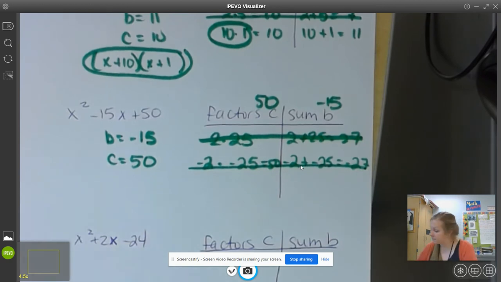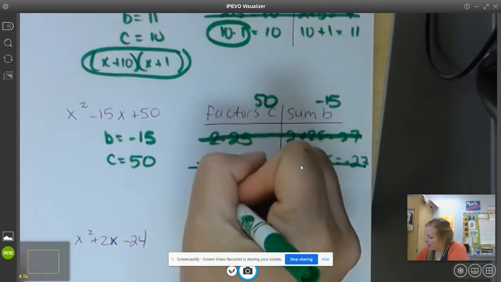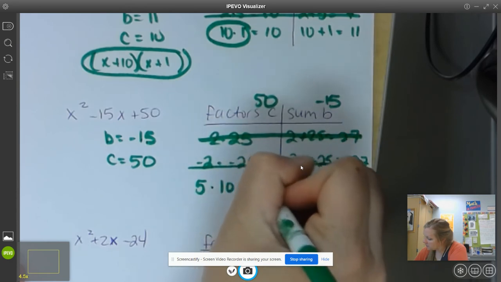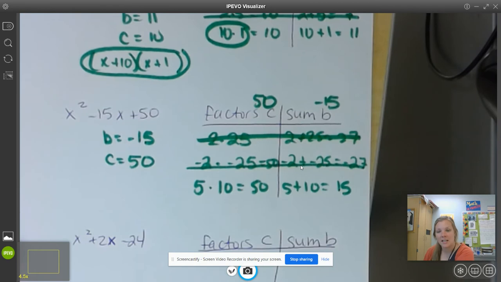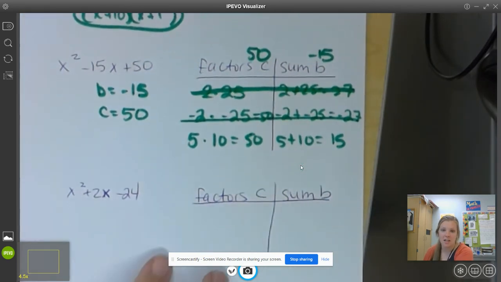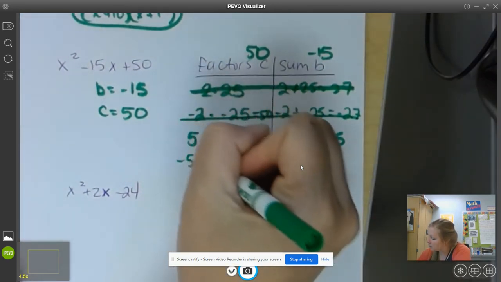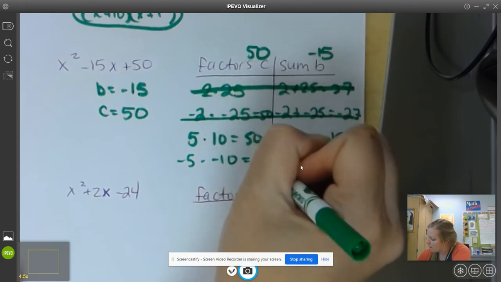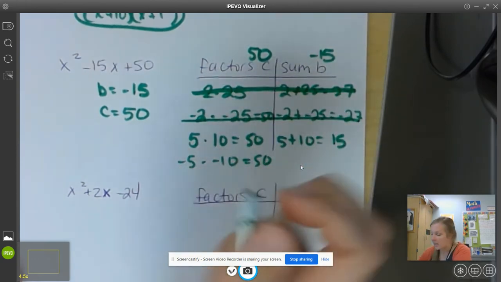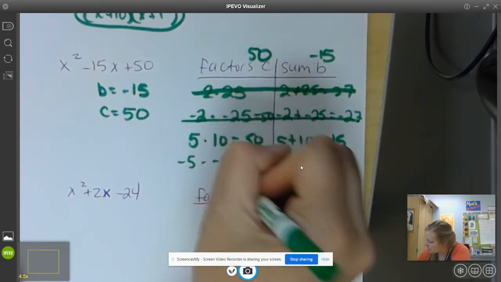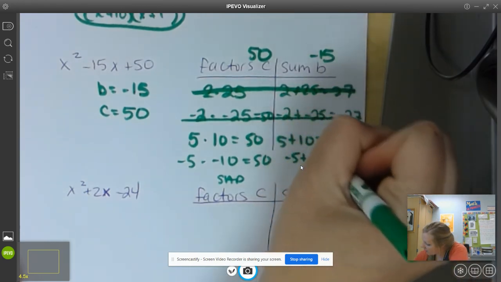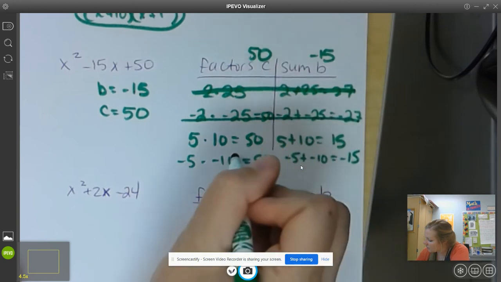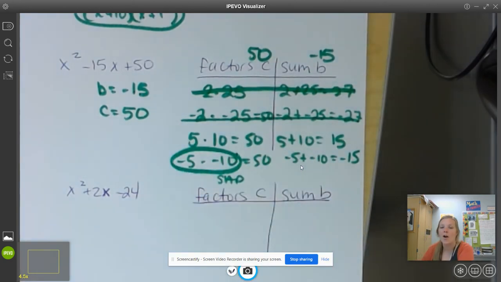So then I have to think, what else multiplies to be 50? 5 and 10. 5 times 10 is 50, but 5 plus 10 is positive 15, and I need negative 15. And so we can just make them both negative, because multiplying 2 negatives, those signs are the same, so the answer is positive. And when I add negative 5 and negative 10, I get negative 15. So these are my answers.